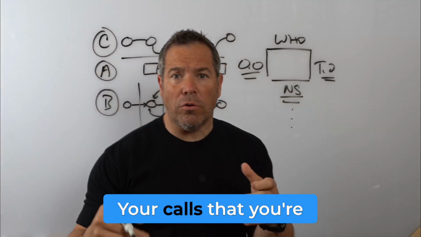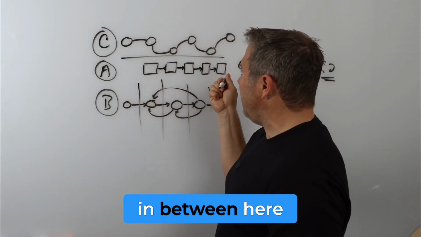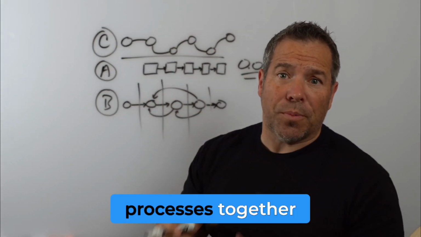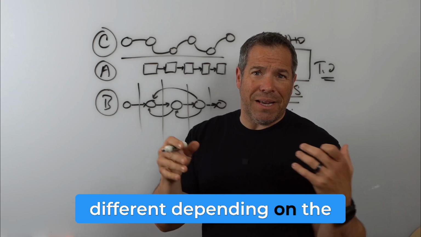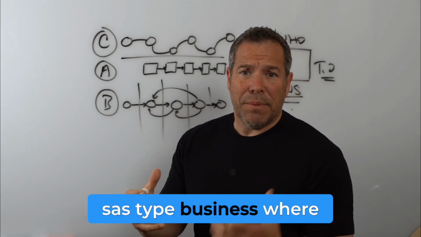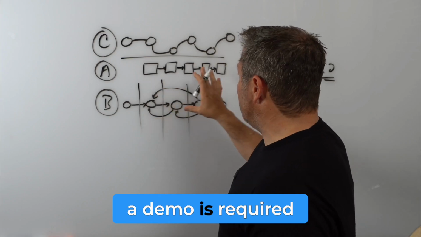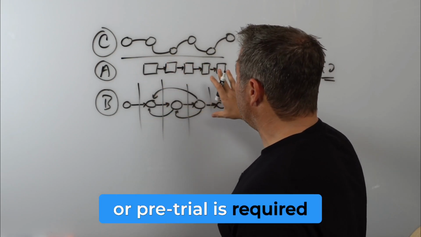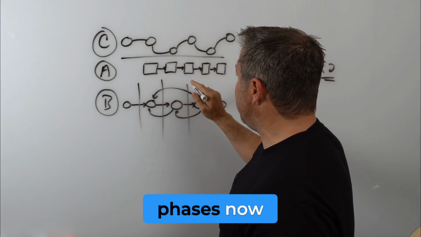Now, the calls that you're going to layer in between here to pull those two processes together are going to be different depending on the type of business you operate in. If it's some kind of SaaS type business where a demo is required or a pre-trial is required, then you might have some of these extra phases.